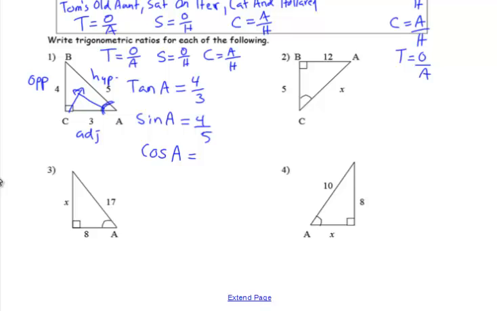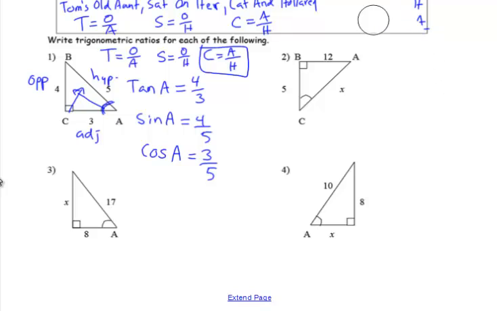the adjacent. Cosine, I'll go back up to here and I just look, okay, there's cosine. It's the adjacent 3 over the hypotenuse. So sometimes it can be really simple to make a mistake, so we want to be careful about that. All right, well, let's try number 2 now.